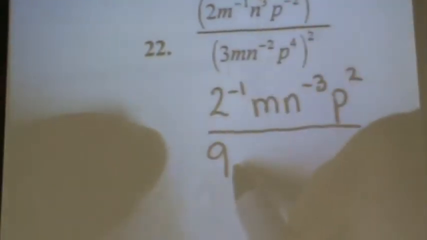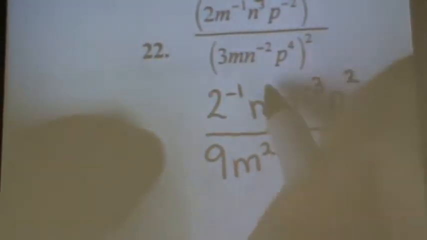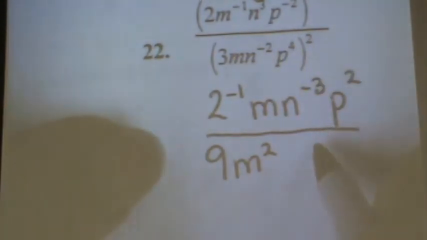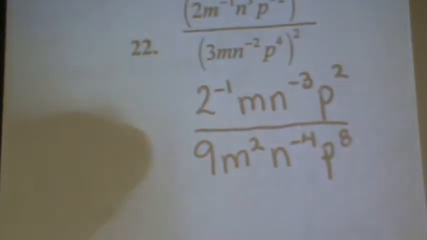All over, 3 squared is 9. M squared. N, negative 2 times 2 is negative 4. And we have p to the 8th. 4 times 2 is 8. Now we're going to simplify this.